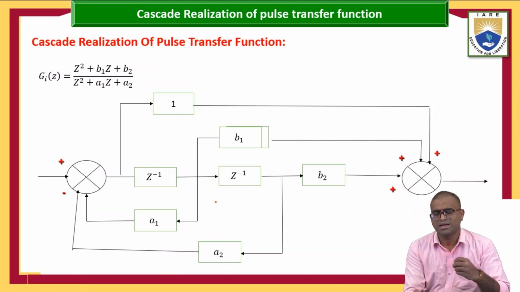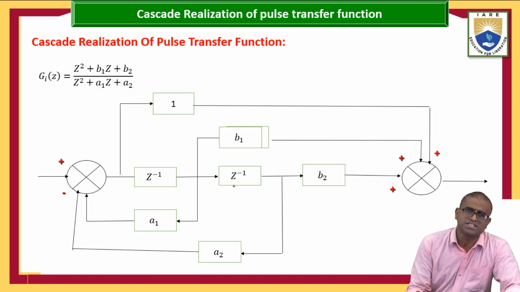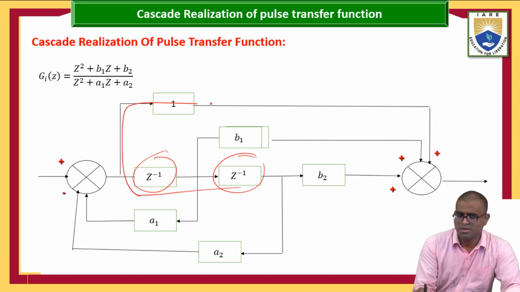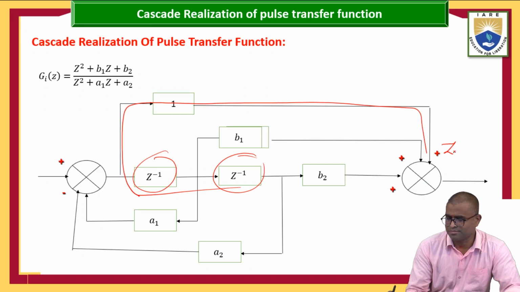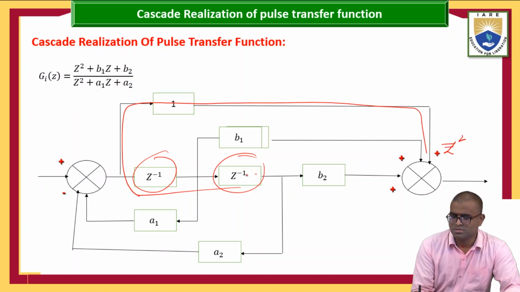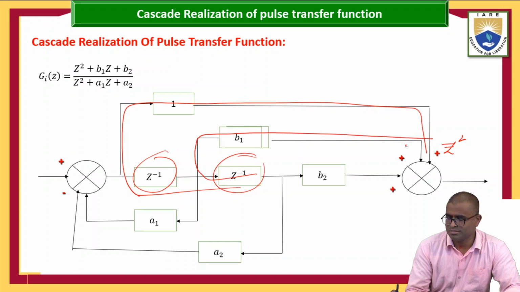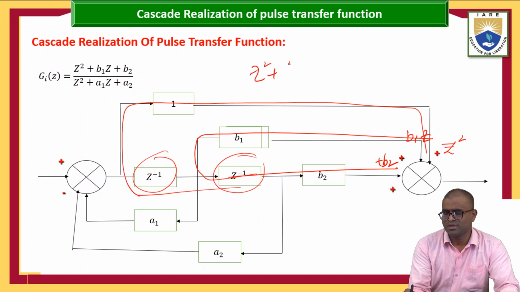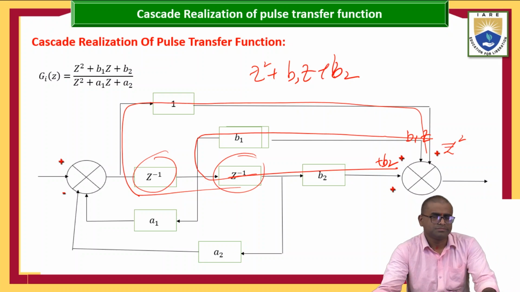Now coming to the numerator part, that is the zeros function, that is nothing but the forward path. So one z and second z. It is coming to z square plus z into b1 plus b2. So z square plus b1 into z plus b2 is your forward path, or the zeros of the function.